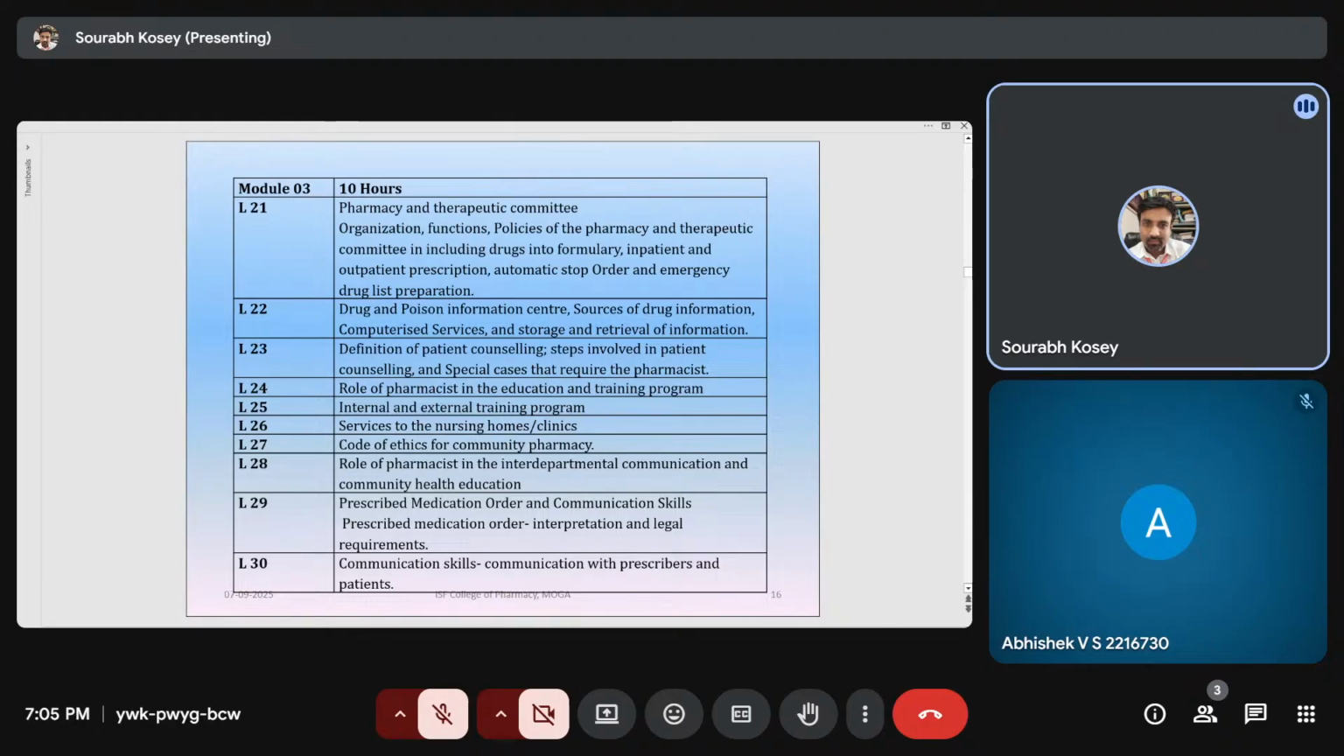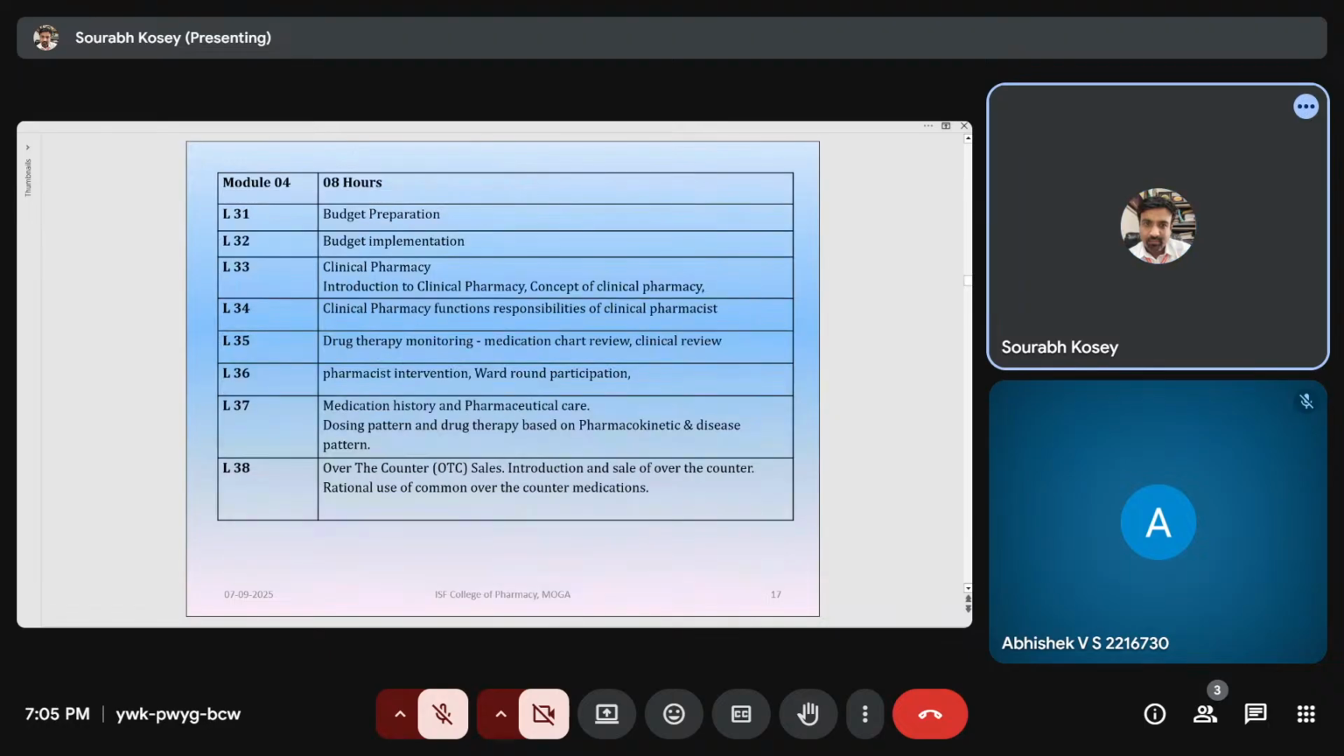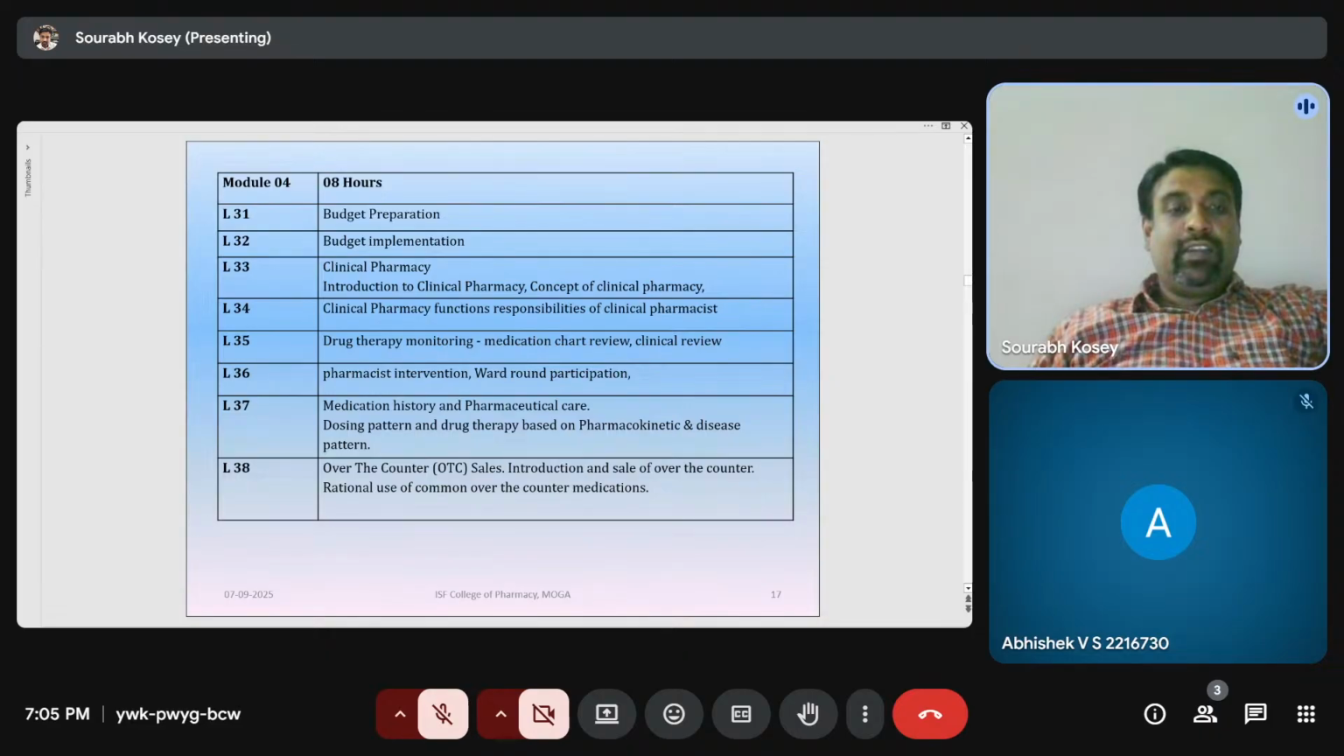of pharmacist in training and education, internal and external training programs, services to the nursing homes, clinics, code of ethics, prescription medication order, communication skills, etc. In module 4, you are going to see budget preparation, implementation, clinical pharmacy, and drug therapy monitoring, pharmacist intervention, and many more things.